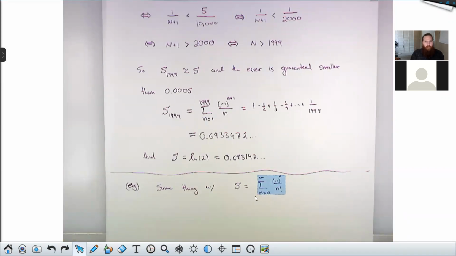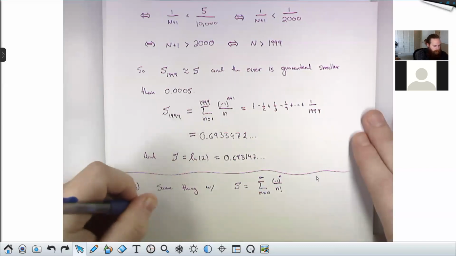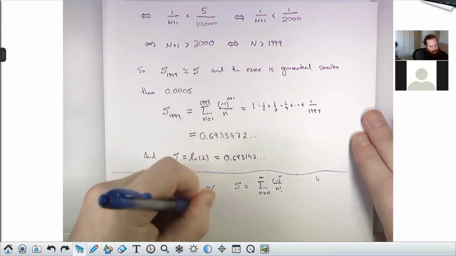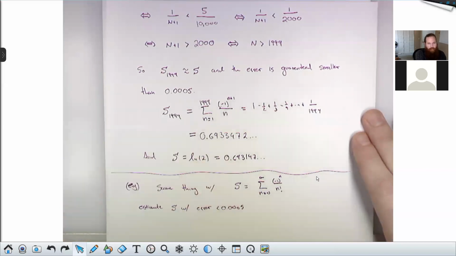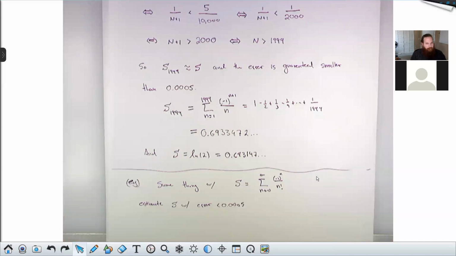I want to do the same thing. I want to show that this series converges and then estimate its value, S, with error less than 0.0005. So the first 2 decimals will be guaranteed correct. The third decimal has a 50% chance of being correct.